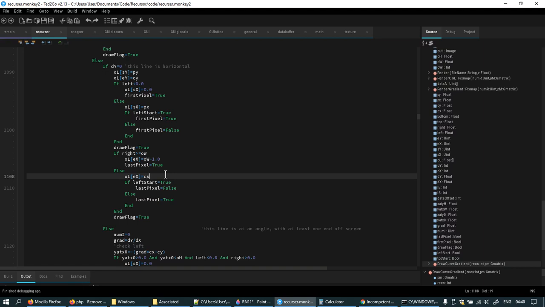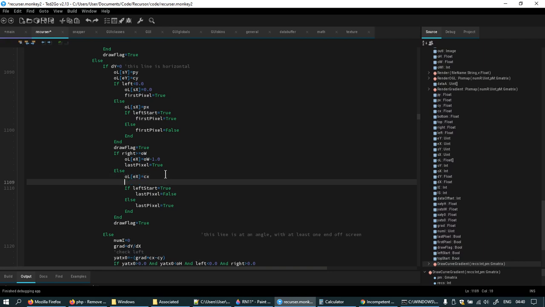Sorry for smacking. I wonder if I should just stick something in here which says debug right. Horizontal.